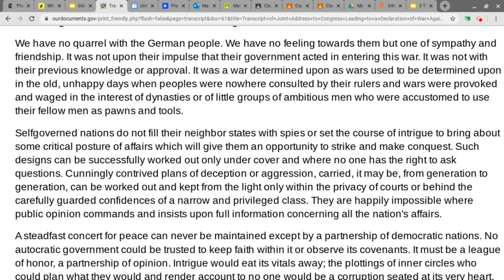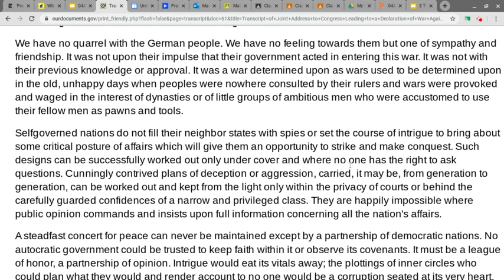We're almost done. We have no quarrel with the German people. We have no feeling towards them but one of sympathy and friendship. It was not upon their impulse that the government acted in entering this war. It was not with their previous knowledge or approval. It was a war determined upon as wars used to be determined upon in the old unhappy days, when peoples were nowhere consulted by their rulers and wars were provoked and waged in the interest of dynasties or of little groups of ambitious men who were accustomed to use their fellow men as pawns and tools.